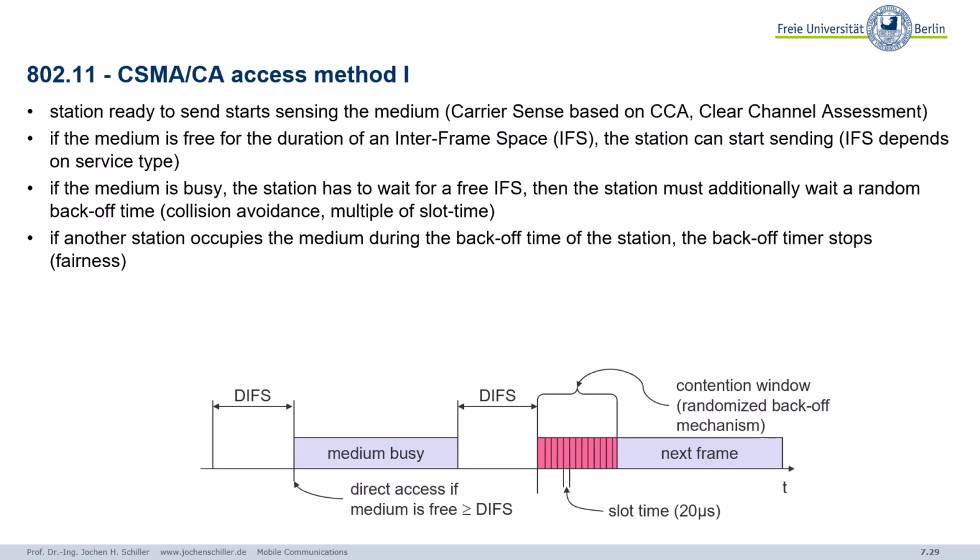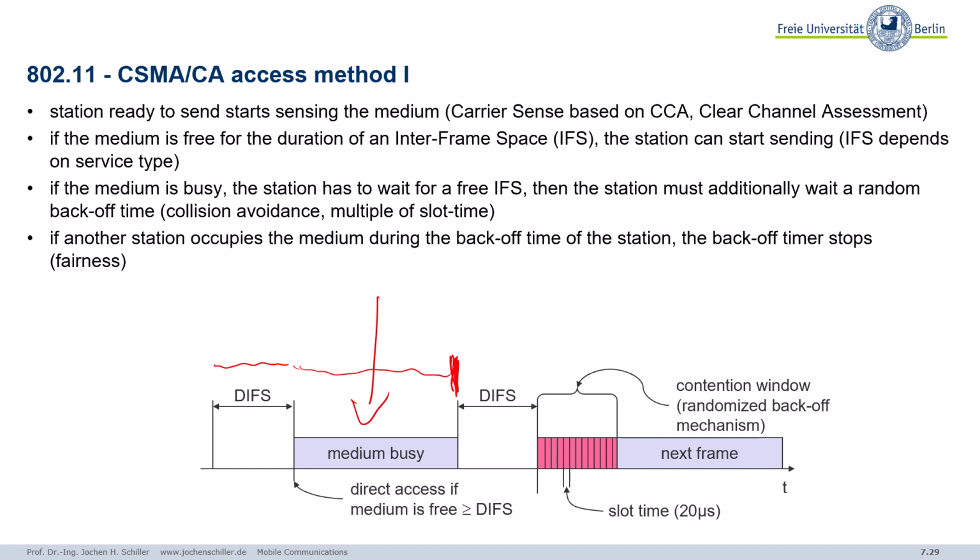So first of all, as you learned, if the medium was idle for a longer time, you can start sending. But now let's assume the medium was busy and some other station stops sending after some time. If you want to start sending here, you're not allowed to. You have to check the medium, so carrier sensing, based on the clear channel assessment. If the channel is clear, then you have to wait at least for your assigned interframe space.